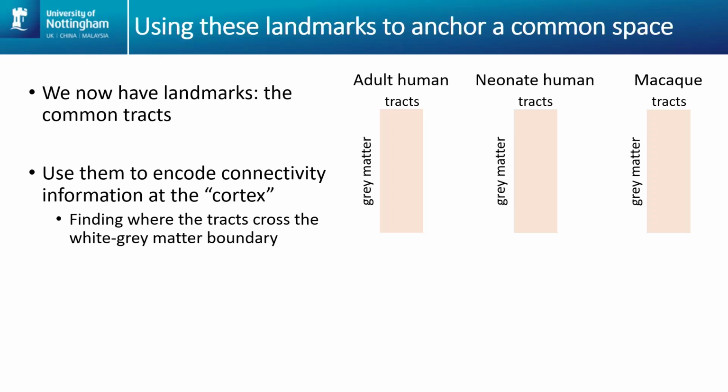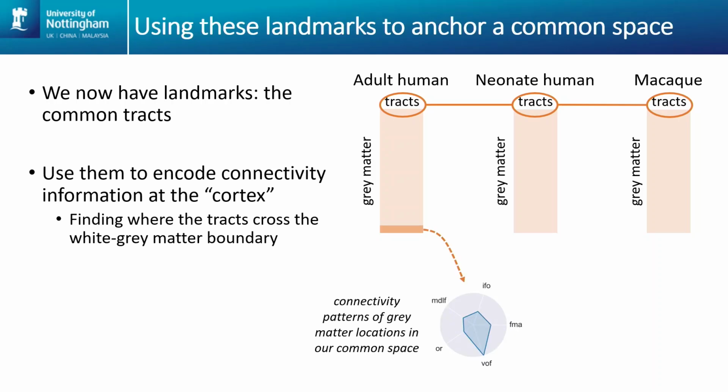And so one way we can do this is to basically find where these tracts cross the white-gray matter boundary and enter the cortex. And we could do this for the adult human, the neonate, and the macaque, and build a gray matter by tracts connectivity matrix for each of these. And since our tracts are equivalently defined and functionally equivalent across these brains, and they are equal in each of these matrices, we can compare rows of these matrices across ontogeny and phylogeny. For example, we could find rows of these matrices that have strong projections to occipital tracts, and we could contrast the connectivity in each of the brains.